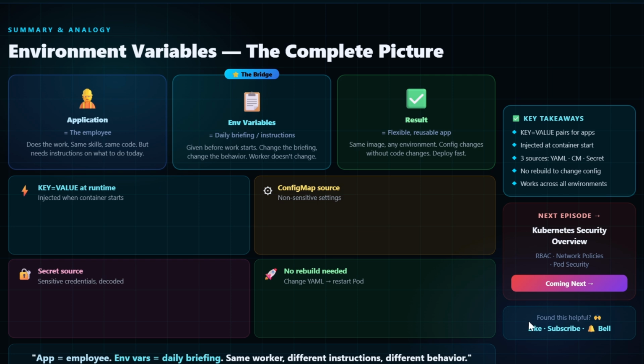And a final point out of this discussion: you can think of the application as an employee and the environment as a daily briefing or daily task. So same worker, different instructions. So obviously that will bring a different behavior. That is a simple analogy to understand these environment variables.